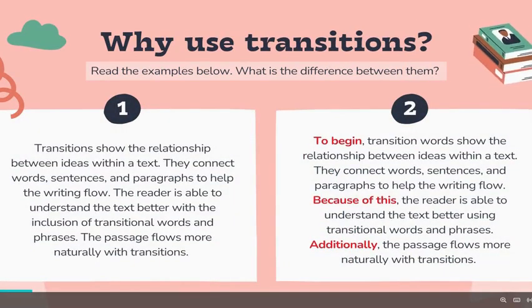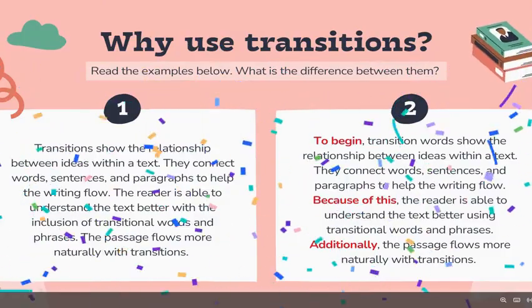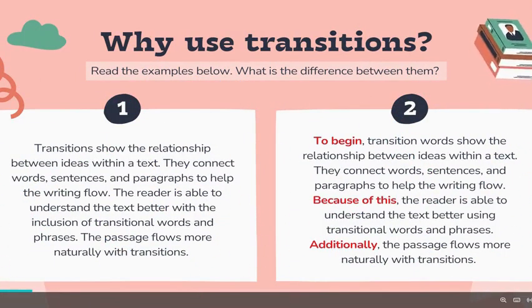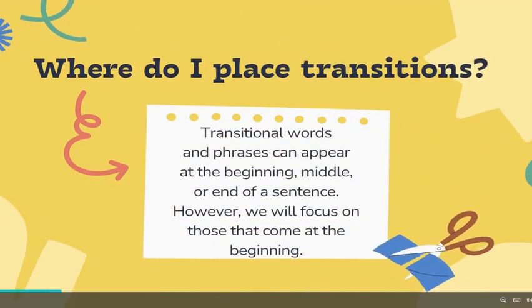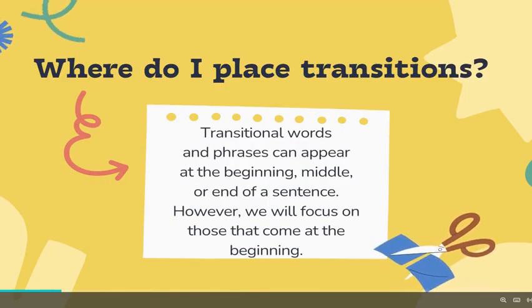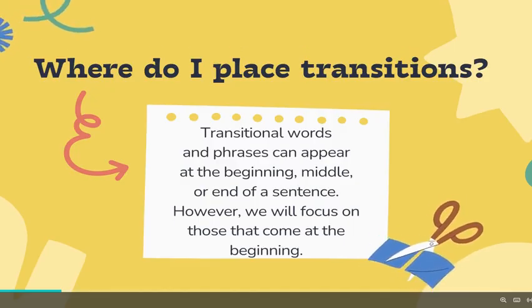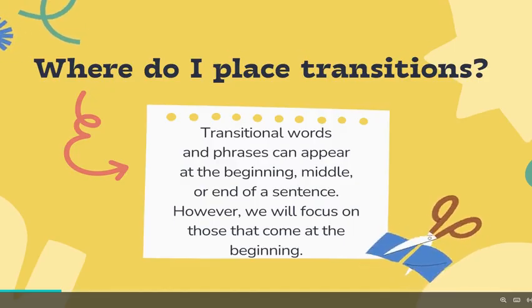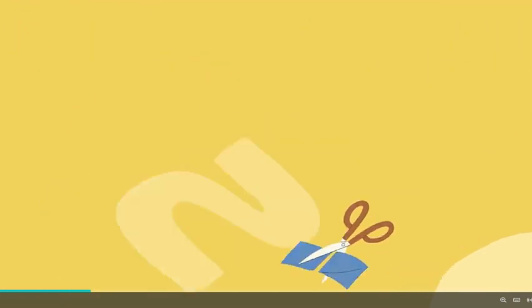If you said the difference is that sample number 2 has some transitional phrases and words at the beginning of the sentences, you're correct. So, where do I place transitions in my writing? Transitional words and phrases can appear at the beginning, middle, or end of a sentence. However, for this lesson, we will focus on those that come at the beginning of sentences.